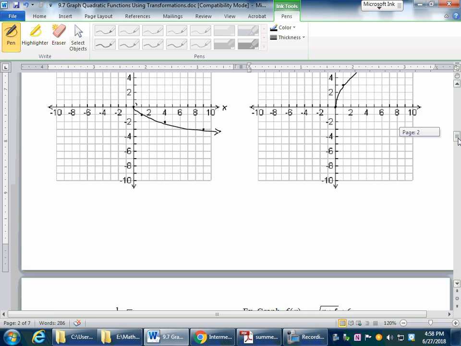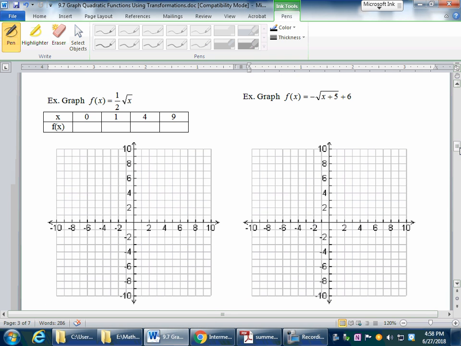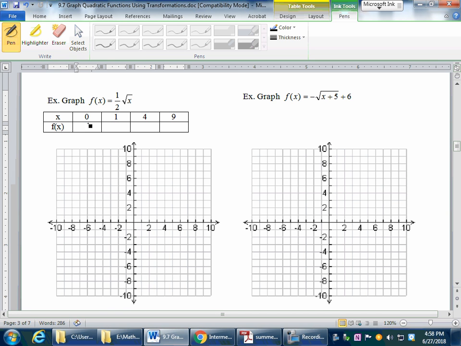And let's take a look at the next one. We multiply by a number that is less than 1 and greater than 0. At 0 will be 0. 0 times 1/2 will be 0. Square root of 1 is 1. 1 times 1/2 is 1/2. And square root of 4 is 2. 2 times 1/2 is 1. Square root of 9 is 3. 3 times 1/2 is 3/2. So we are getting at 0 will be 0.